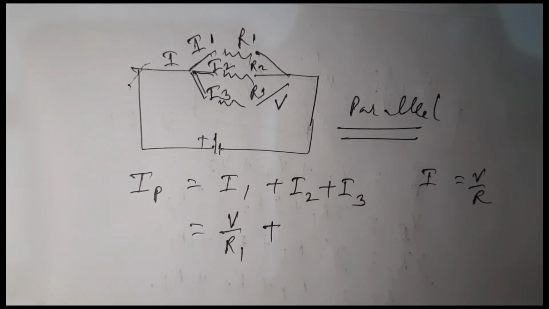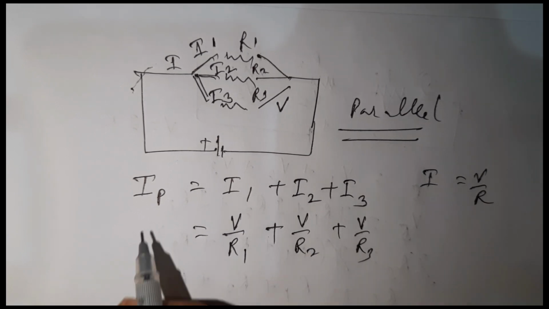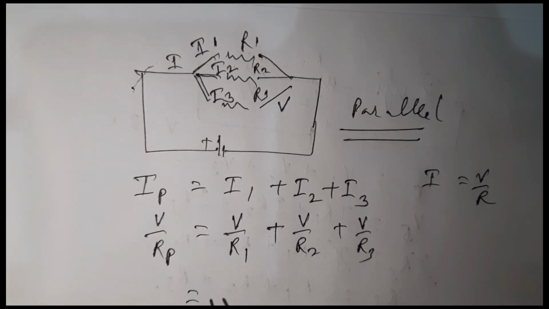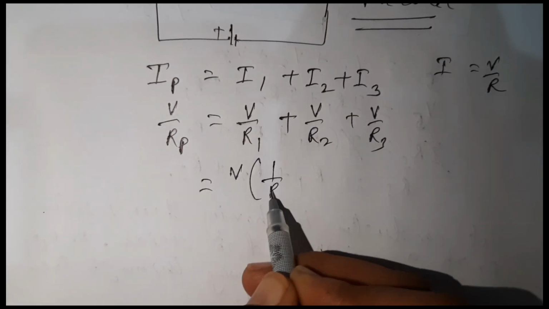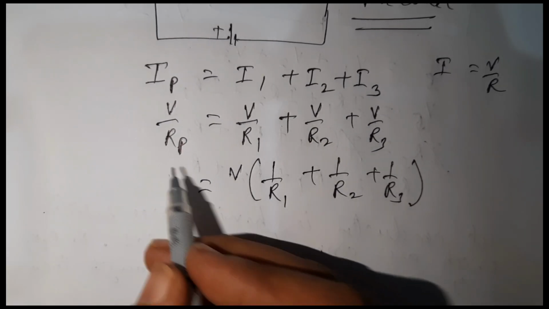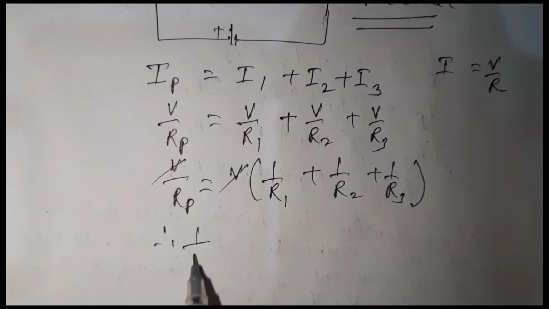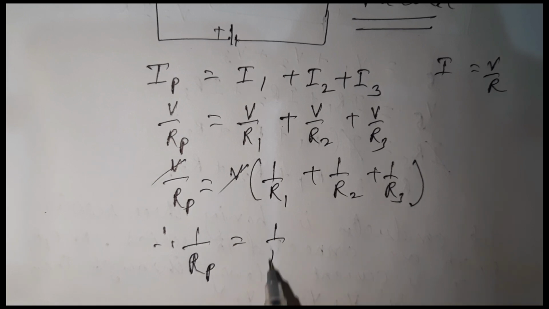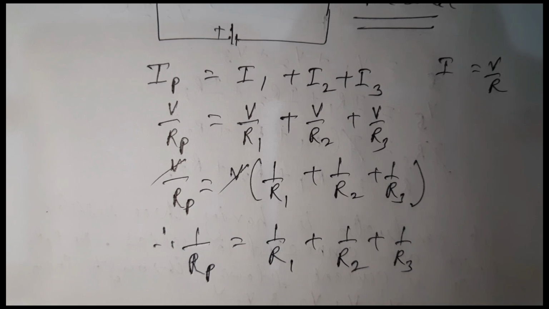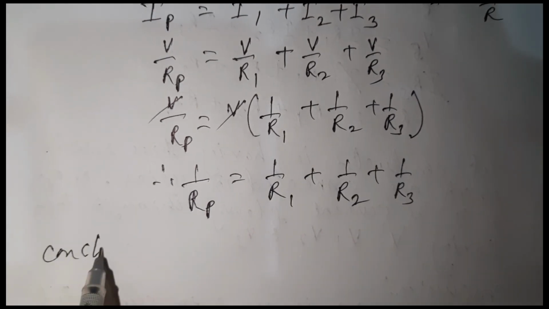So here V upon R1, V upon R2 and V upon R3, whereas current in parallel will be V by R parallel. Here V can be taken common, so we are left with 1 upon R1, 1 upon R2, 1 upon R3, and here V upon R parallel. V will get cancelled. Therefore, resistance in parallel is equal to the combination of reciprocals of all individual resistances. We need to write reciprocal.